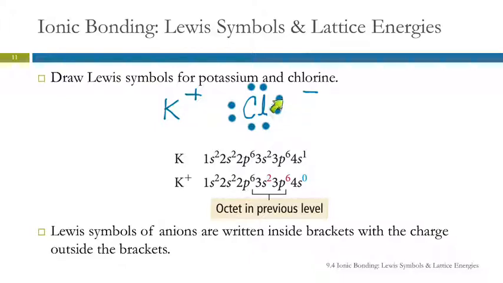Positives and negatives attract, and so they form an ionic compound. You can imagine with all these dots all over the place that this minus sign could kind of get lost in the dots. And so what we generally do is we put brackets around and we put the charge on the outside. It's just a convention.